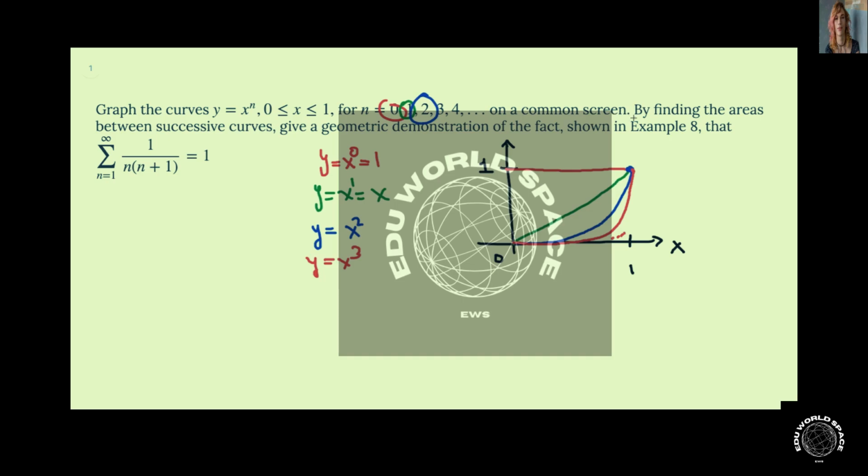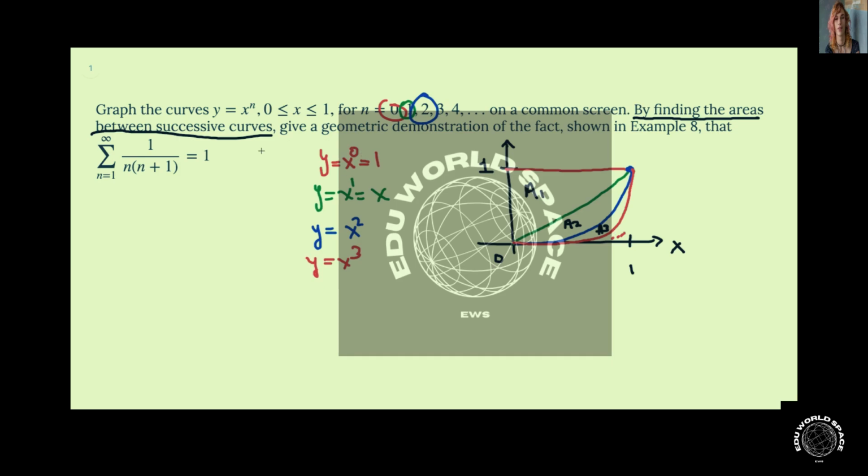Now let's find the areas between successive curves. So what this means is this triangle right here, this would be the area between the first two curves. So that would be area 1. Here between the green and the blue, that would be the area between the second and third curves, and so on. So let's go ahead and find that.